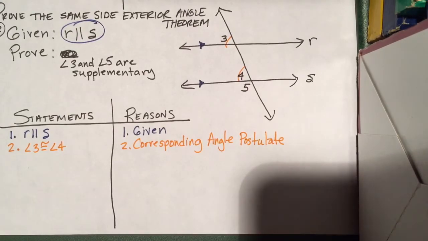The corresponding angle postulate says if the lines are parallel, then the corresponding angles are congruent. So I'm going to use that principle here. All right, now let's look at the next step.